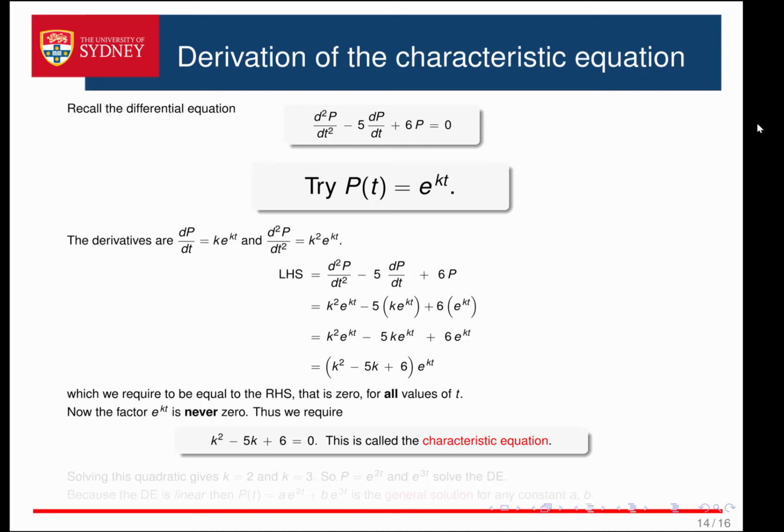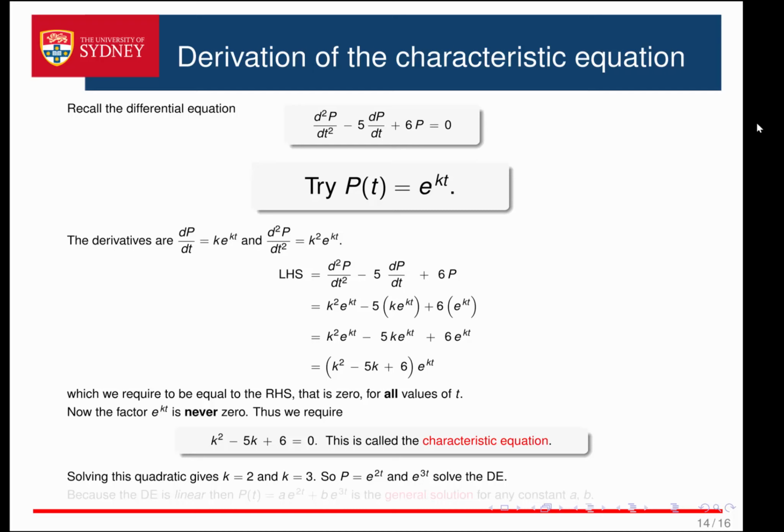So if we substitute p of t equals e to the kt into any of our second order differential equations, we will always get a quadratic times e to the kt. Again, if the quadratic is 0, then p of t will satisfy the DE. The most important concept in these modules is that if we can find a value of k that satisfies the characteristic equation, then p of t equals e to the kt will be a solution to the differential equation.